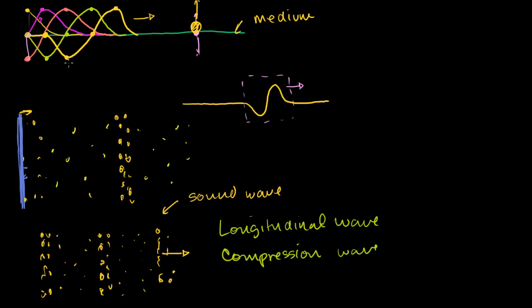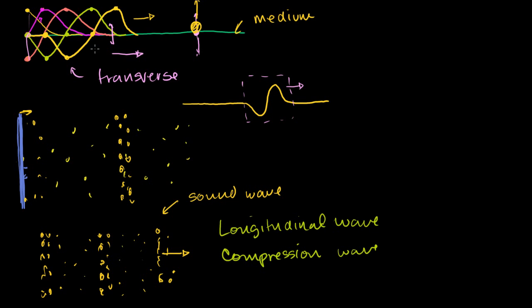Our example of the string is called a transverse wave. Transverse, because the disturbance, the movement of the medium, is going in a direction transverse to the direction of our movement. Our wave is moving to the right, but the actual medium is moving up and down. That's why this is called transverse. While here, the medium is moving left and right while the wave moves to the right. So it's along the same axis. So we're dealing with compressional or longitudinal.